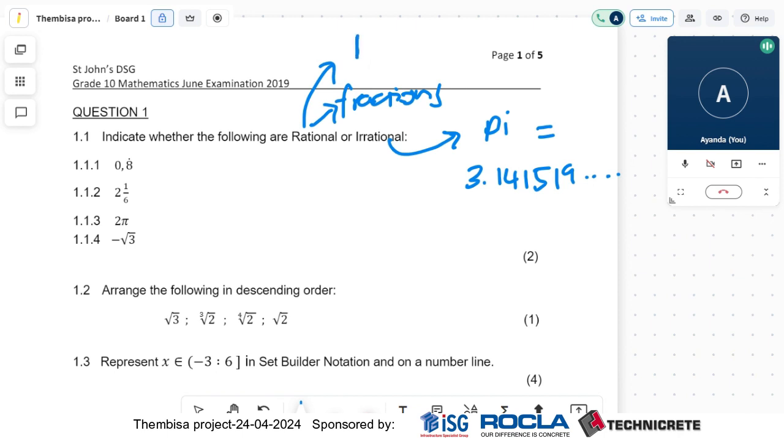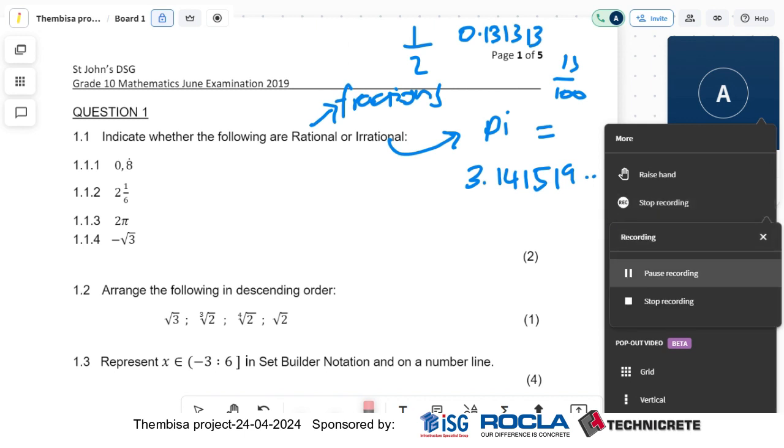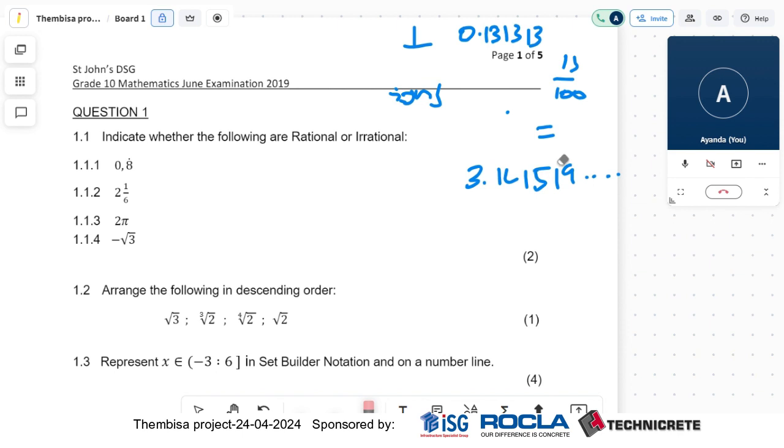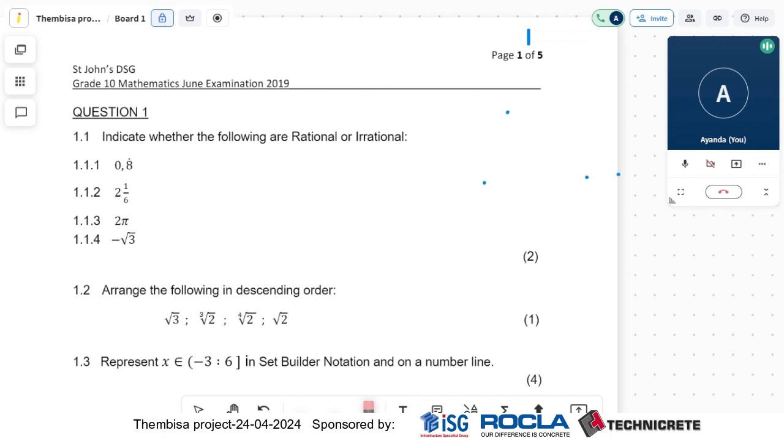Whereas rational numbers are whole numbers like 1, fractions like 1 over 2, numbers that have recurring decimals like 0.131313, etc. So all of these numbers can be rewritten as a fraction. 1 can be written as a fraction, that's just 1 over 1. 1 over 2 is already a fraction. 0.13 as a fraction can be written as 13 over 100, right? So that's what we have to get clear first. What's the difference between rational and irrational numbers? So we're going to apply the same logic to the numbers that we've been presented with in this question.